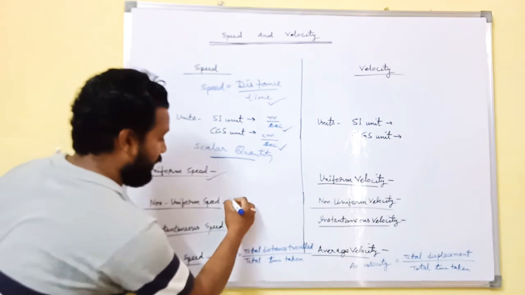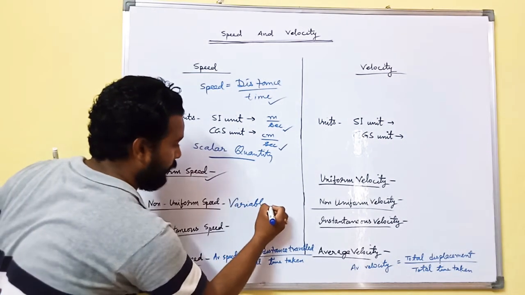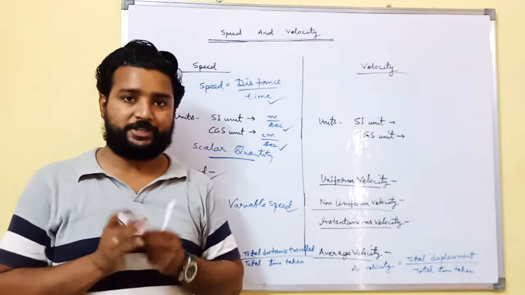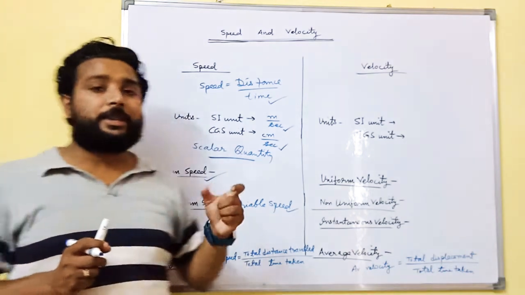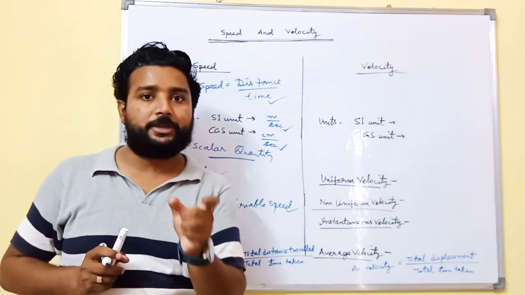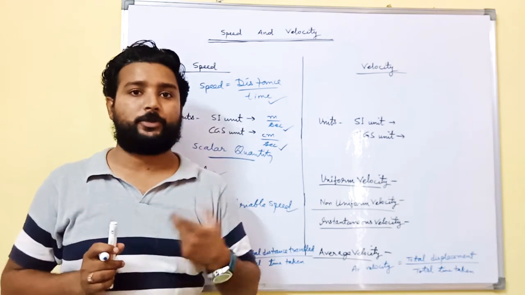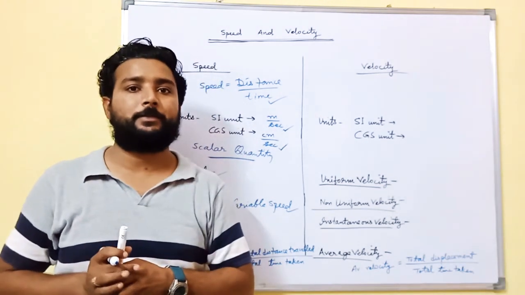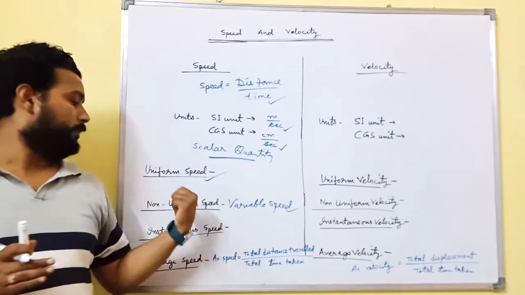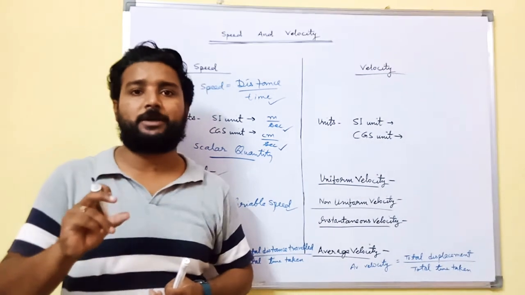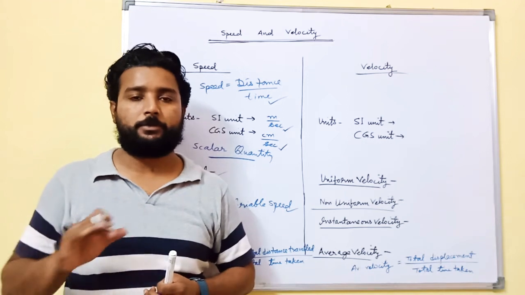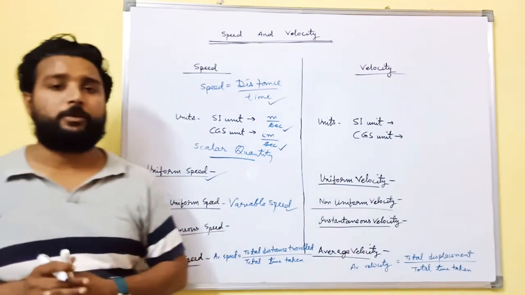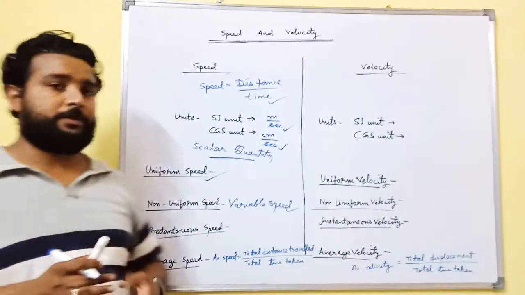Now, next, non-uniform. Non-uniform is also known as variable speed, so it means there is variation in speed. If any body covers unequal distances in equal intervals of time, or equal distances in unequal intervals of time, then speed is said to be non-uniform. For example, motion of a car on a rough surface. If we talk about a rough surface, then the speed of the car will be non-uniform.